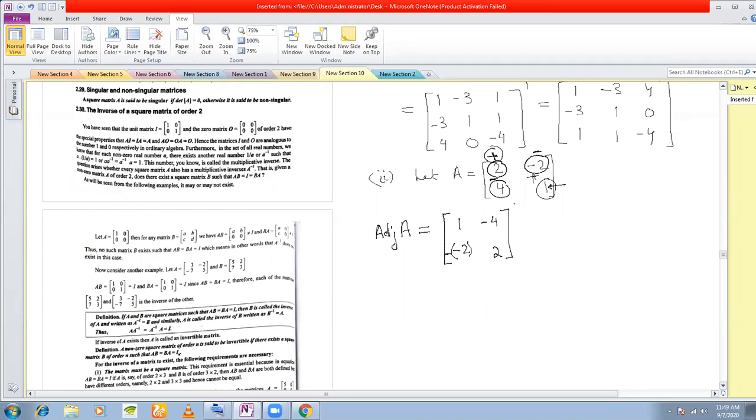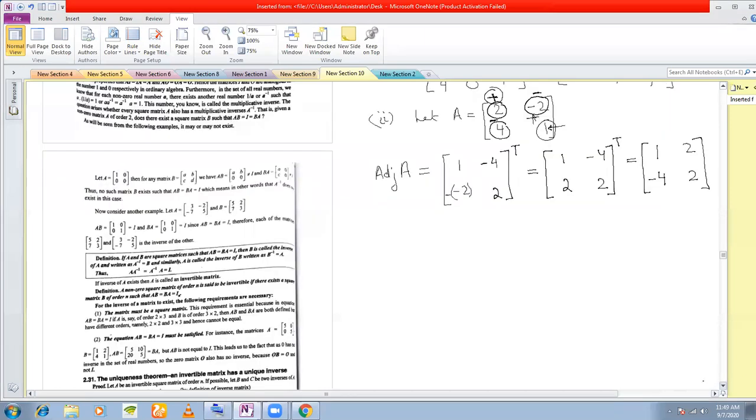And then the transpose of this. Don't forget to take the transpose. So what you get is 1, 2, minus 4, 2, whole transpose, which is now 1, minus 4. Change the rows to columns, 2, 2. This is the adjoint of the matrix A. Clear? So this is the adjoint of the matrix A.